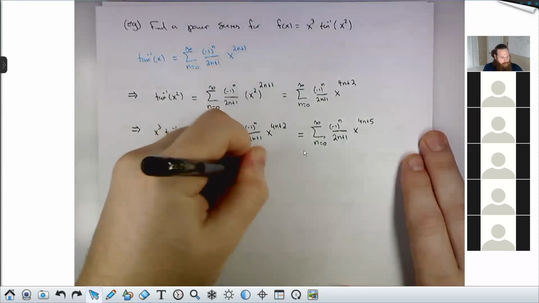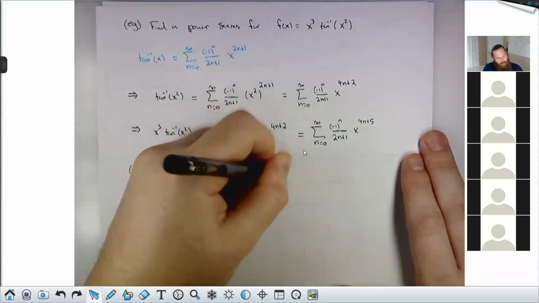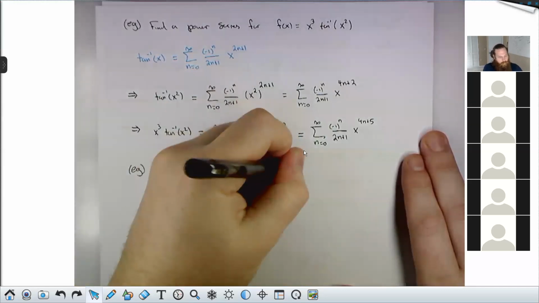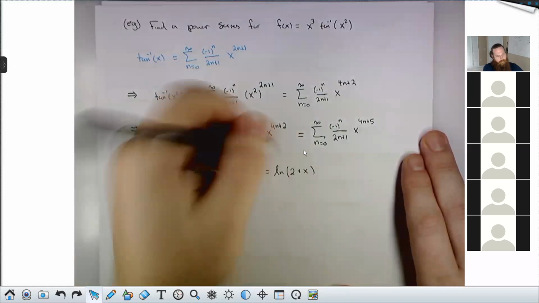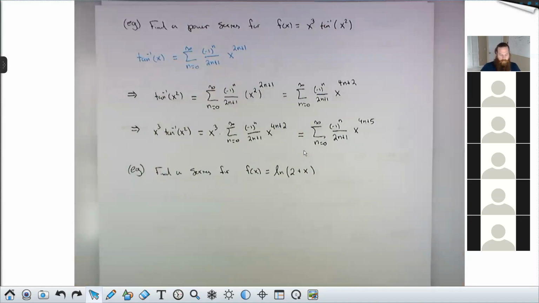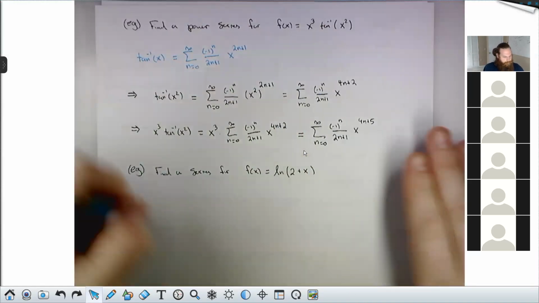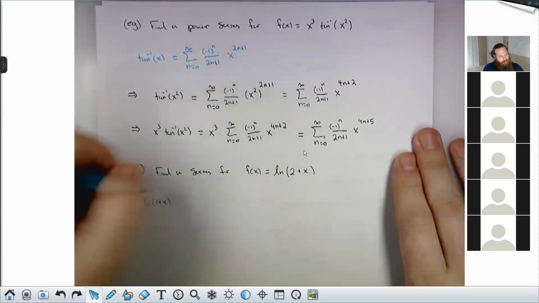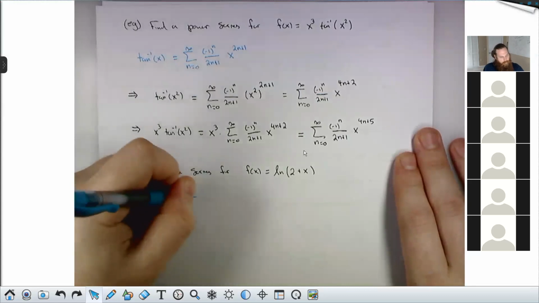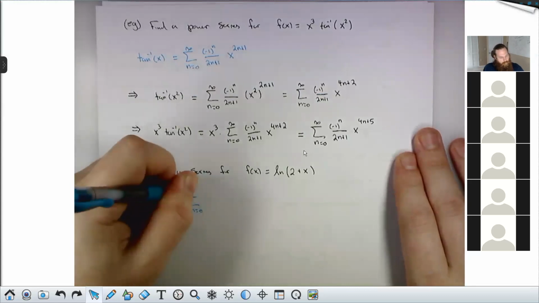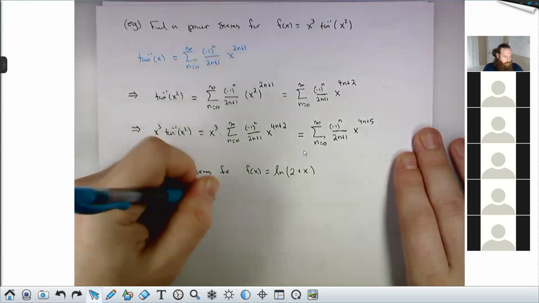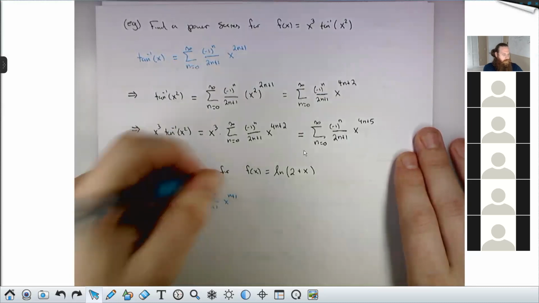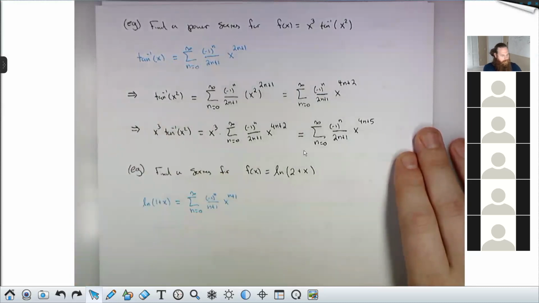Okay, one last example. Find a series for ln of, what do we have? We've got 1 plus x, right? Let's do a series for ln of 2 plus x. Again, here I know that ln of 1 plus x has power series sigma n from 0 to infinity, negative 1 to the n over n plus 1 times x to the n plus 1. So I'll be using that.